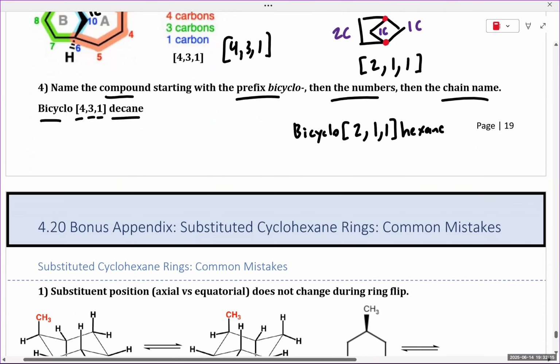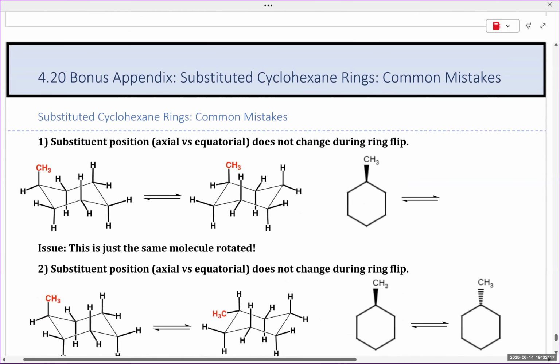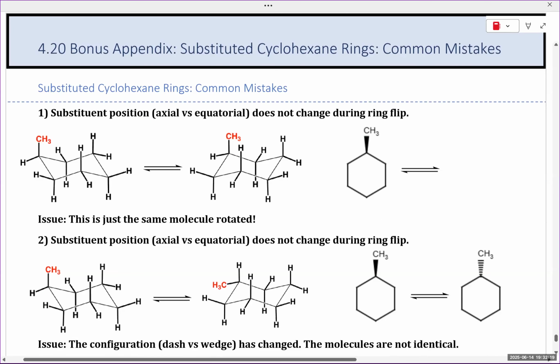The last thing I want to draw your attention to is a bonus appendix, which discusses common mistakes that I often see when students draw cyclohexane chair conformations. Let's talk about these common errors and the issue with each of them.